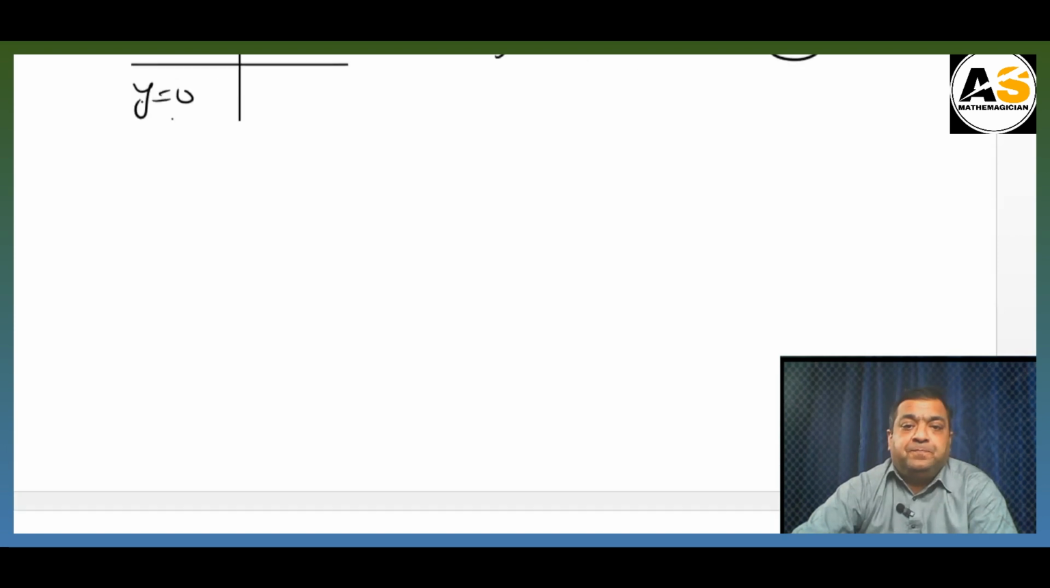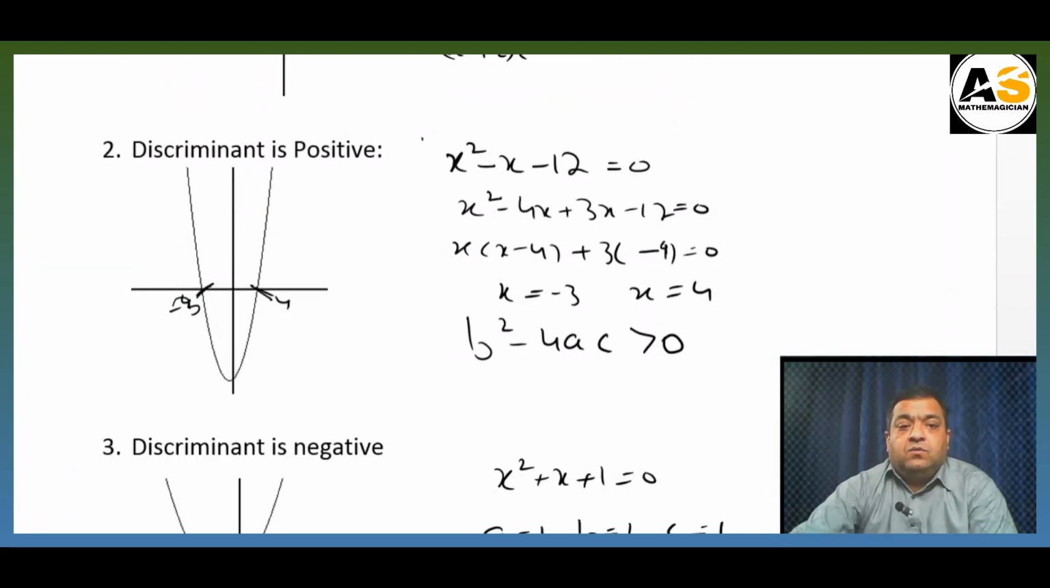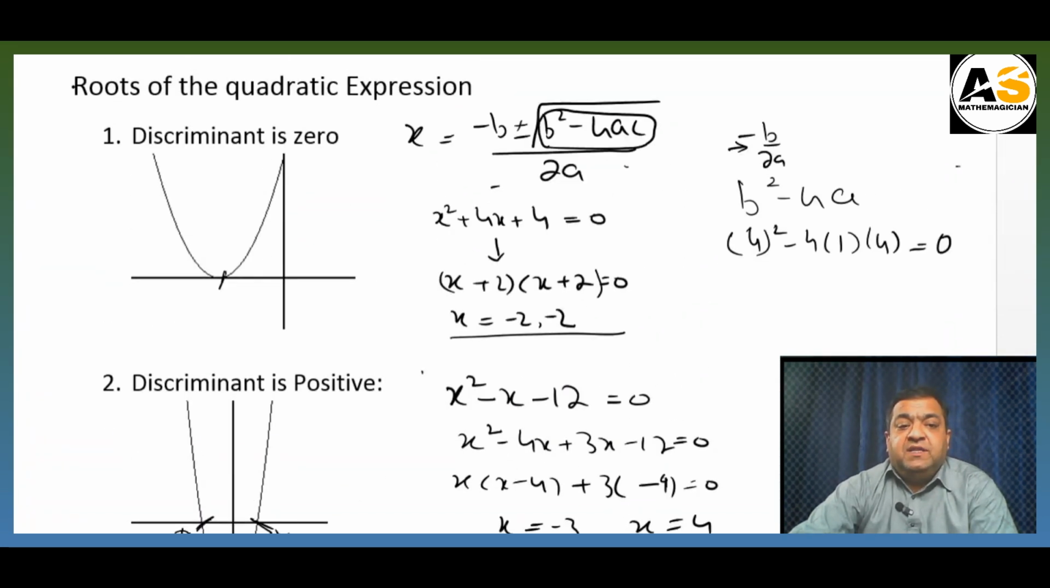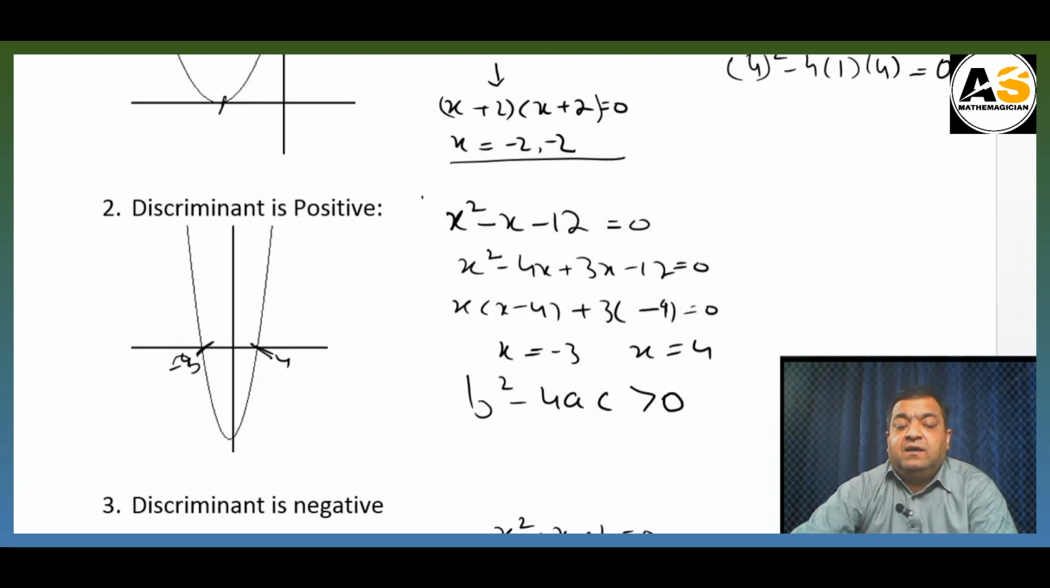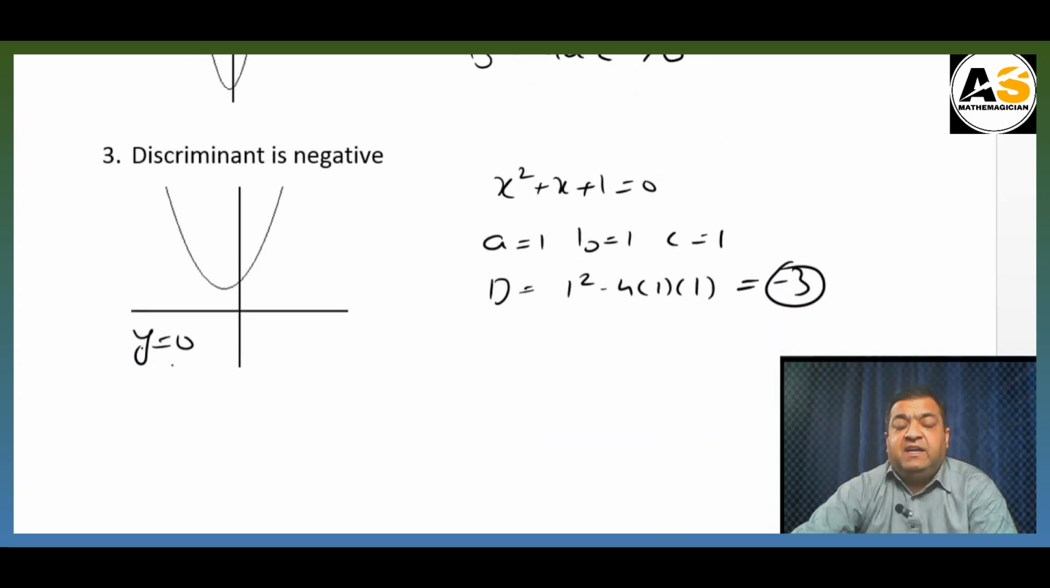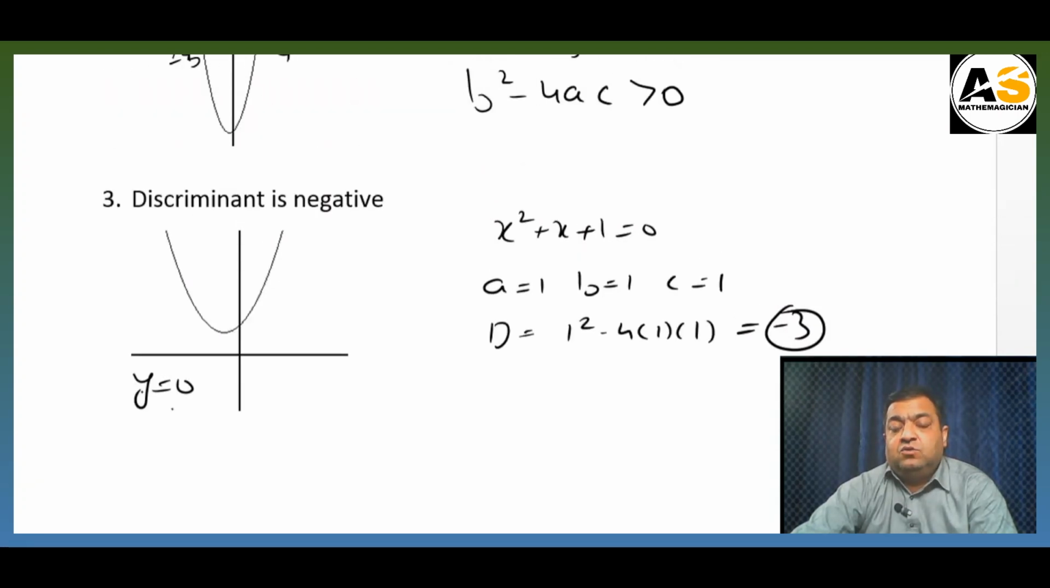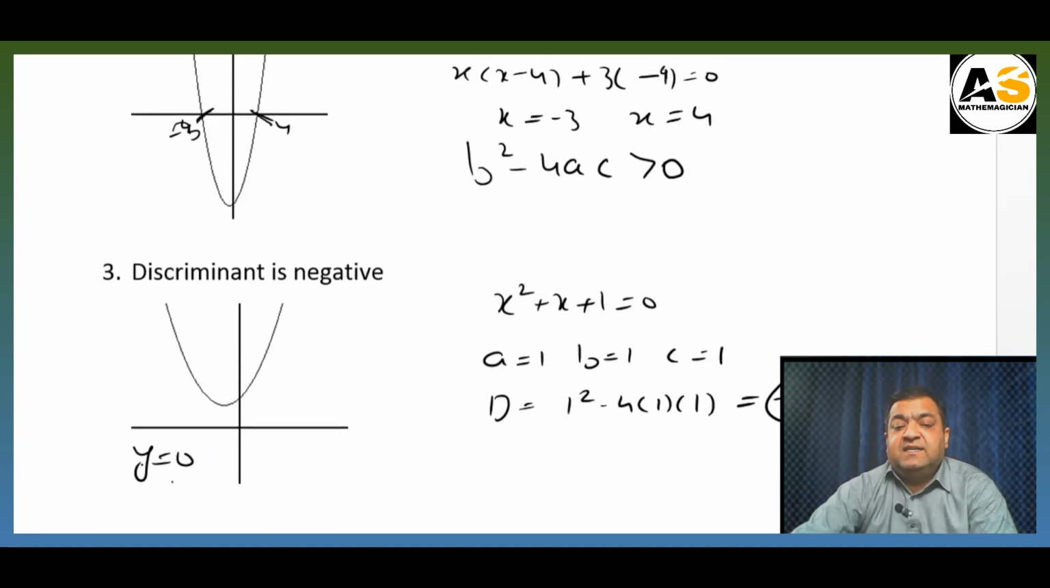In the first case, when discriminant is 0, the graph intersects the x-axis at only one point. That is, the quadratic equation will have only one answer when discriminant is 0. It will have two different real answers if discriminant is positive, and it will have no solution when discriminant is negative.